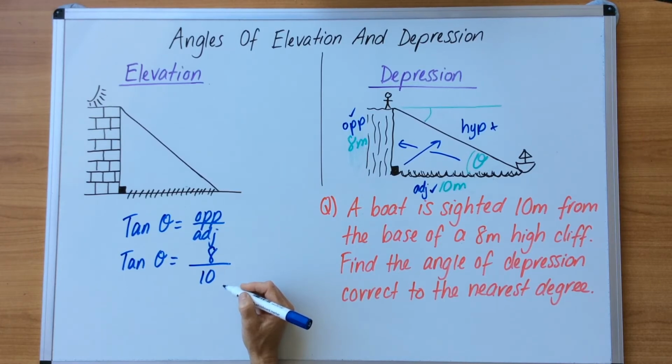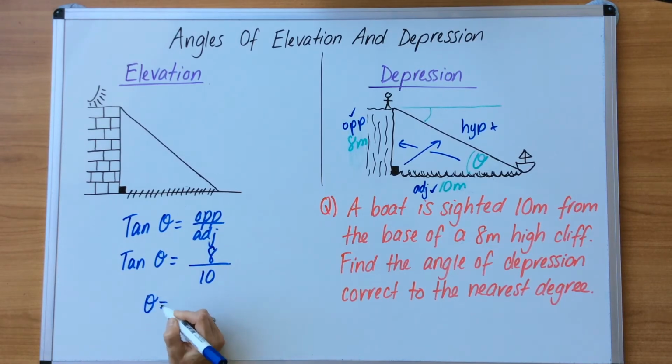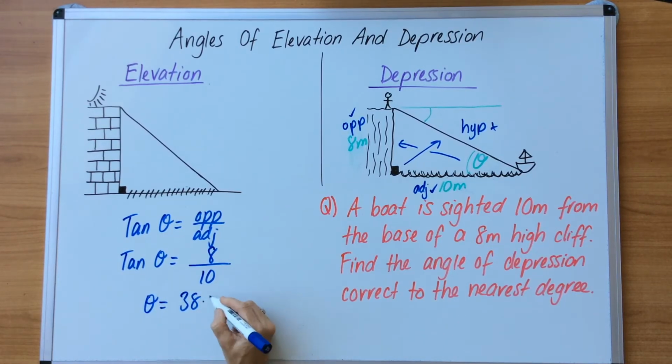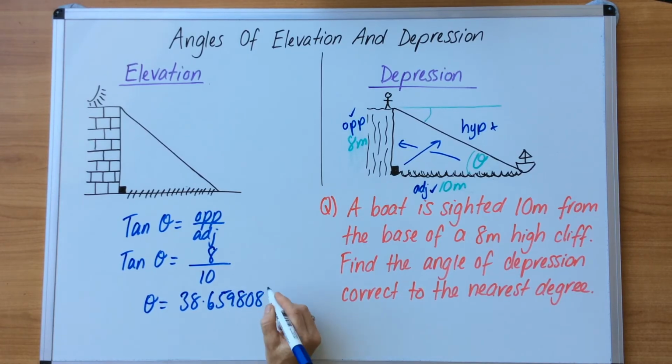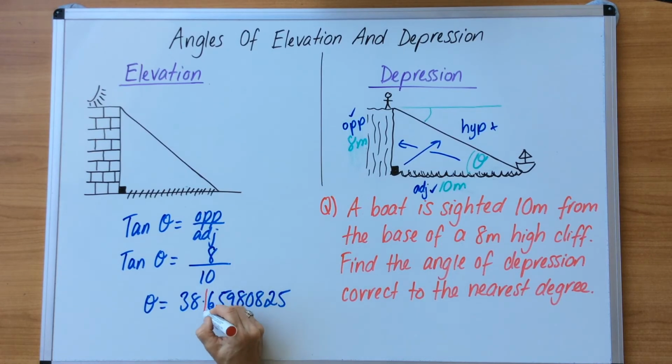So we press second function button, tan, 8, ABC fraction button, 10, equals, and we get an answer of 38.65980825. And because we have to calculate this to the nearest degree, we must round it. So we put a line in front of the first decimal and put a line underneath the looking number of 6. The looking number is between 5 and 9, which tells me that this must go up. So theta equals 39 degrees.